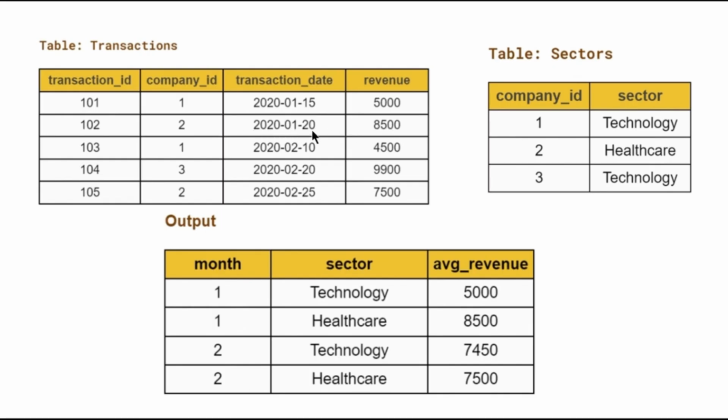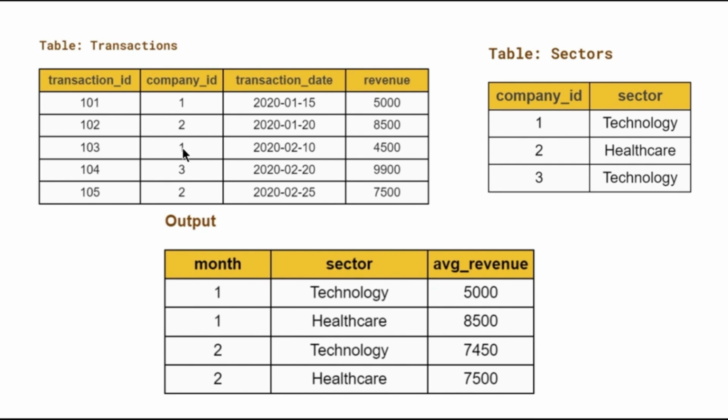So similarly, with just one transaction for healthcare, the average revenue comes to 8,500 here, since we are only referring to the January month. Now, for the February month, these are the three transactions that belong to February.